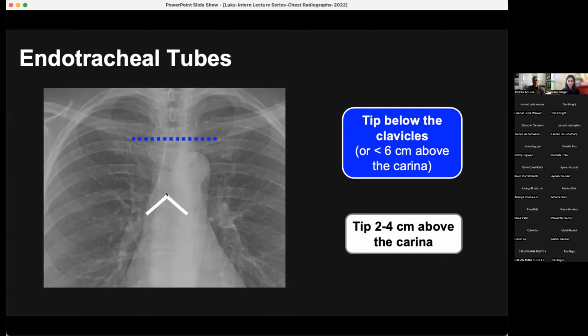The one thing that I will tell you about when you're looking for the carina is getting closer to the film never makes it easier to see. And in fact, getting closer to the radiograph never makes anything easier to see on a film. You actually want to try to get further back if possible. But that tip about using the aortic knob in a 45-degree angle line can be helpful.